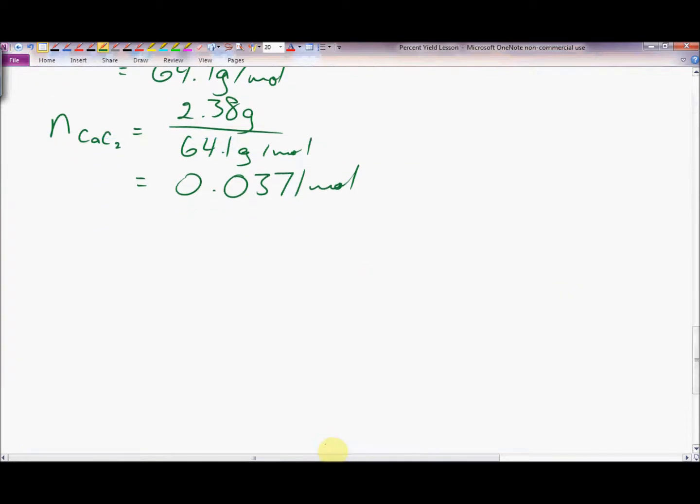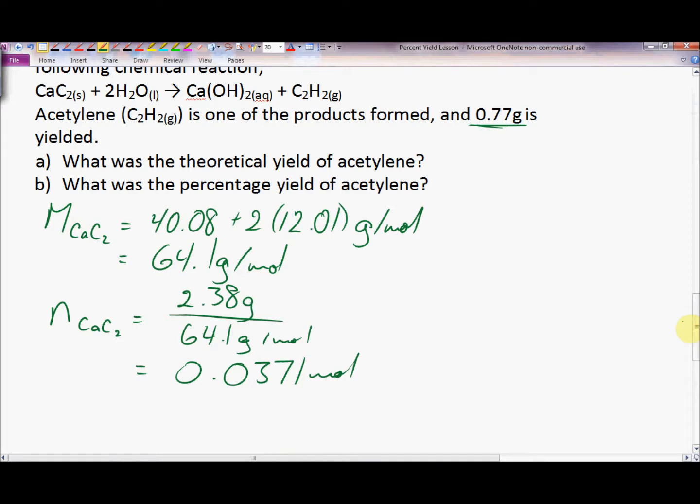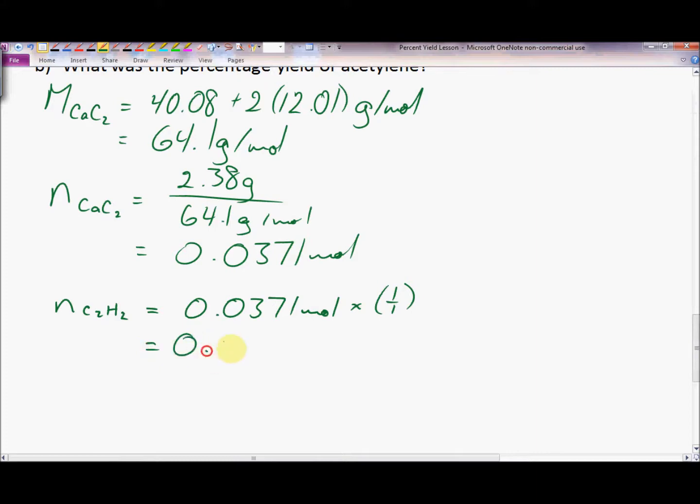The next step is to find out how much acetylene would have been yielded from that. So, number of moles of C2H2, that's the acetylene, is going to be equal to our calcium carbide number of moles times the mole ratio. So the mole ratio of acetylene to calcium carbide. Turns out that ratio is 1 to 1, so that doesn't change the number of moles at all. So we've got 0.0371 moles of acetylene. Okay, knowing that we've got that many moles of acetylene, we can easily calculate the number of grams of acetylene that were produced.